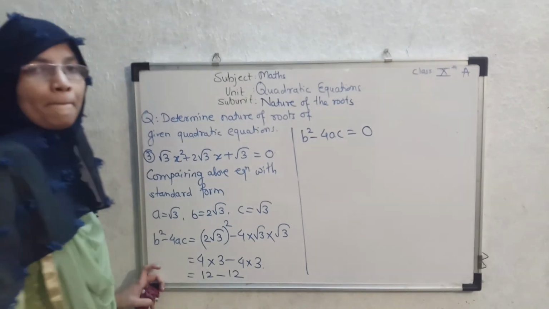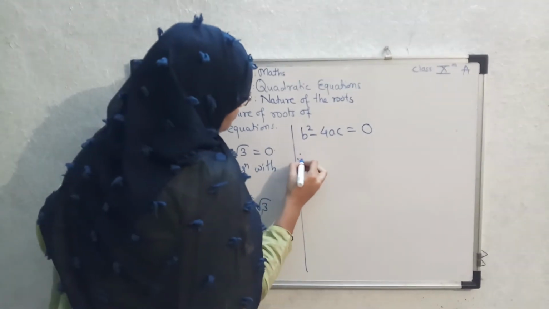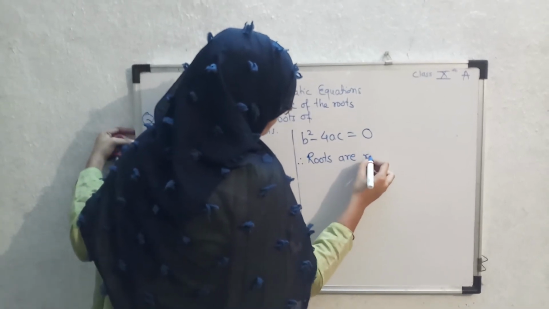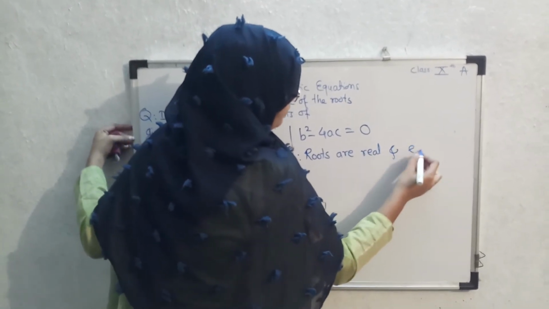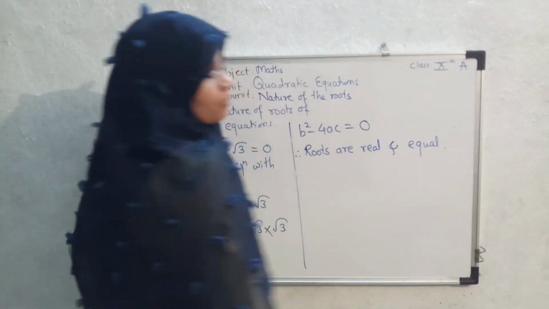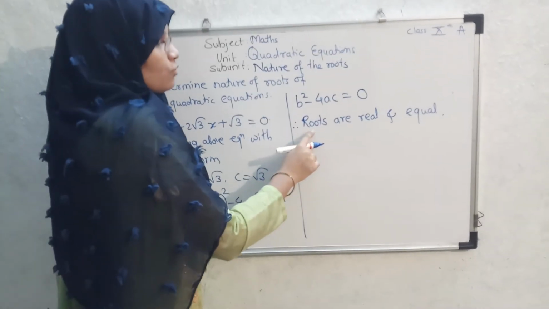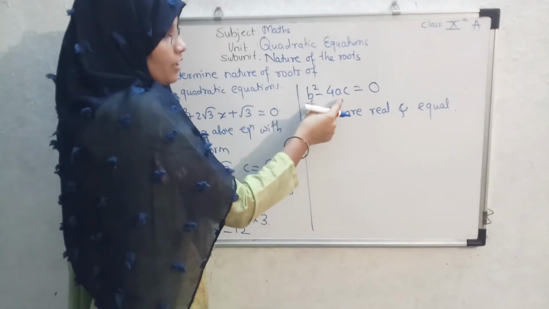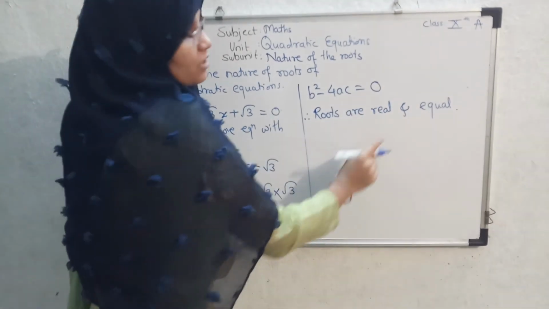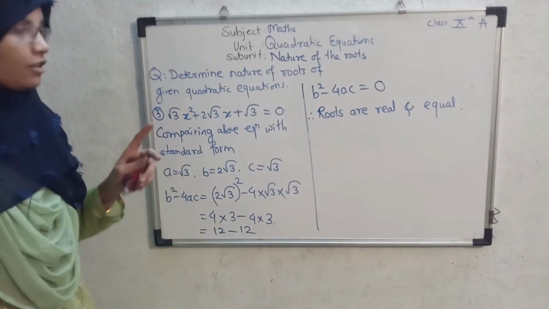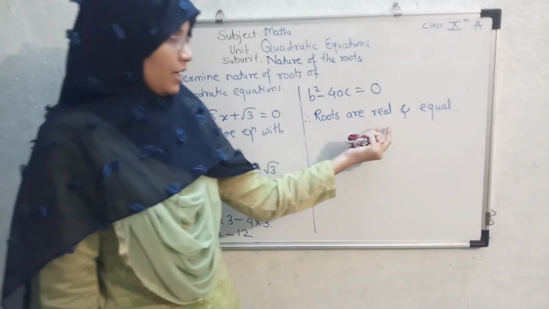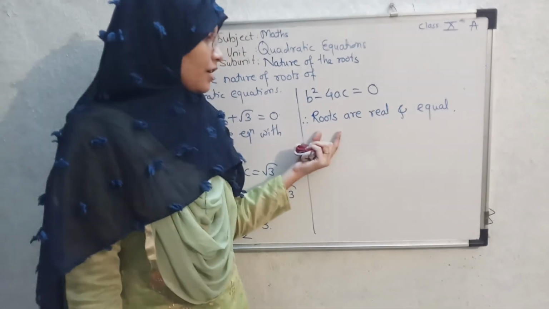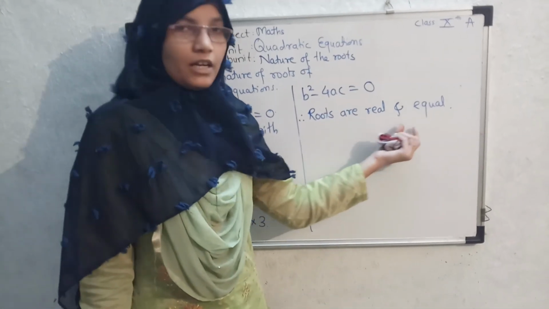Therefore our roots are real and equal. Why are roots real and equal? Because the value of our discriminant is 0. Thus we have seen one example when roots are real and unequal, a second example when roots are not real, and a third example when roots are real and equal.